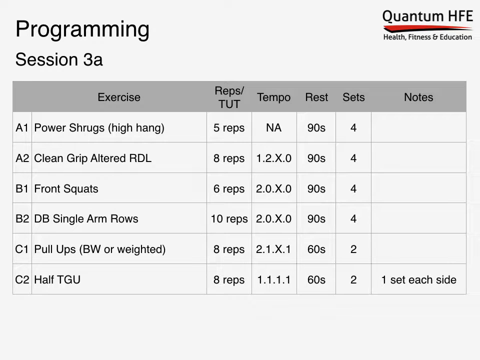And then our clean emphasis for session 3A, we may do some power shrugs with a clean grip from the high hang position, clean grip altered Romanian deadlift to start to learn the transition phase, and then front squats for the catch phase. We may also then do some horizontal rowing with dumbbell single arm rows, some downward pulls with pull-ups, and then following that with half Turkish get-ups to look again to train the anterior and lateral core, just doing the first phase of that.